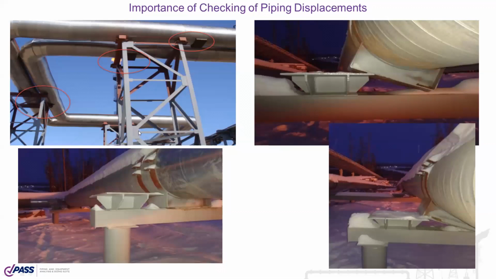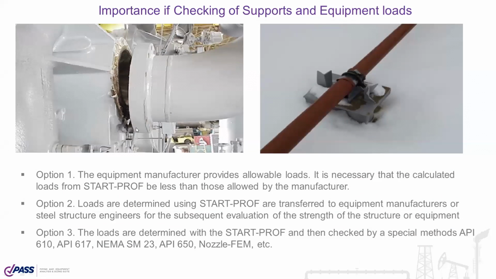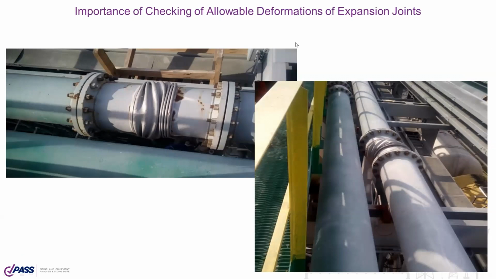Also, here you can see how important it is to check the displacements of the piping system, because if you have great displacements of the supports, the piping can fall off the supports. And also it is important to check the equipment loads and support loads, because a support and equipment nozzle may fail under the extreme loads. And also we need to check the expansion joint deformations. Here you can see the result of exceeding the allowable expansion joint deformation.